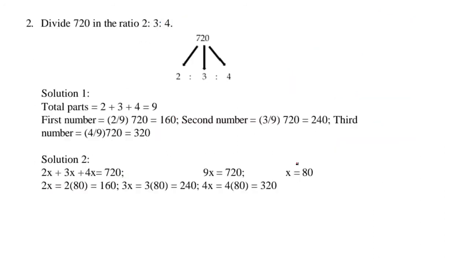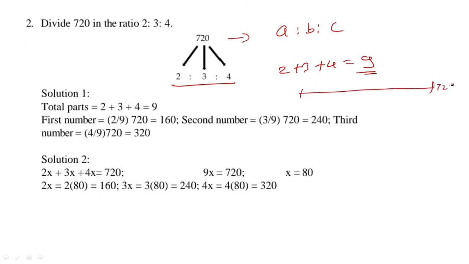So this is the second type of problem, where you have to divide a number in the ratio of a:b:c. In the last problem we had to divide in the ratio of 2 numbers; here we have to divide it in the ratio of 3 numbers. So just add these numbers: 2 plus 3 plus 4 is equal to 5 plus 4, 9. So there are total 9 parts. The same concept: there is a line of 720. This is just an example I want to take for solving.